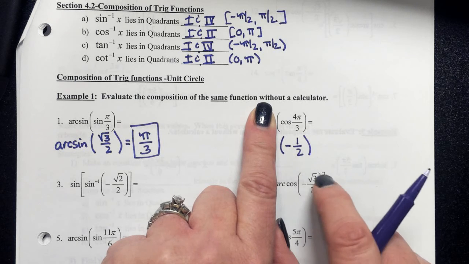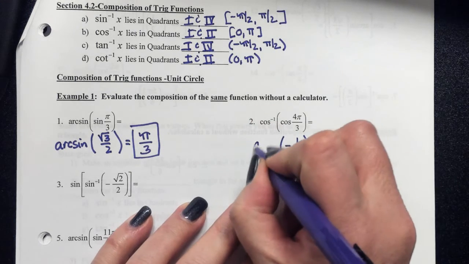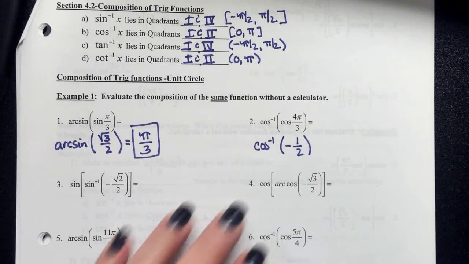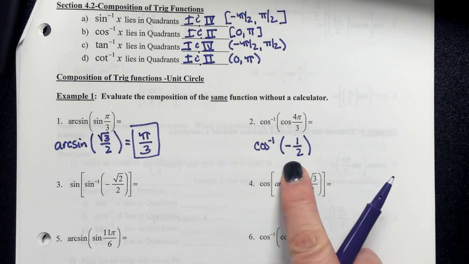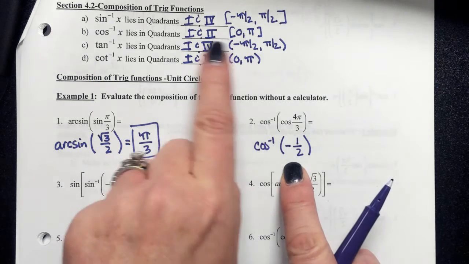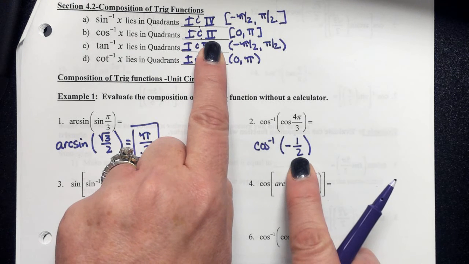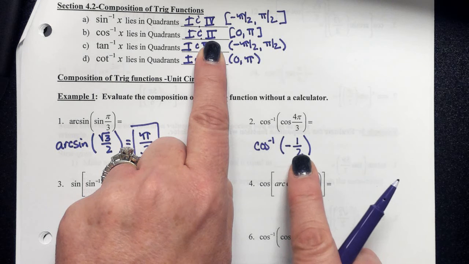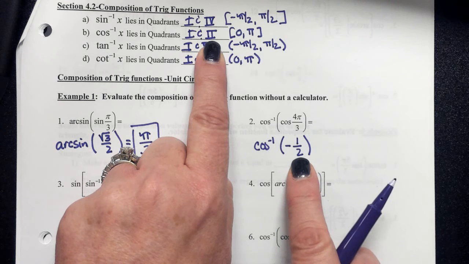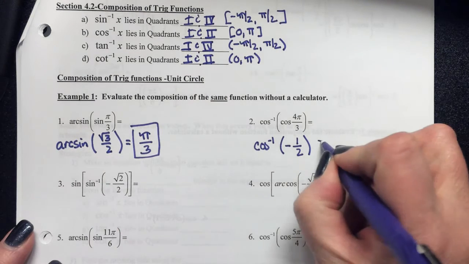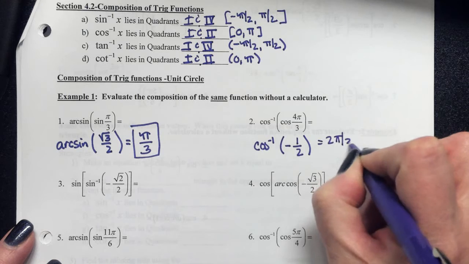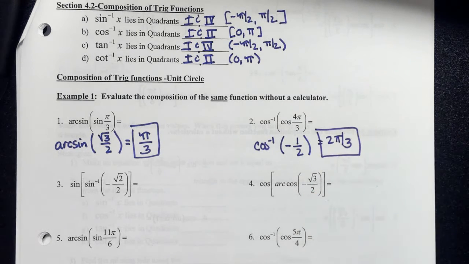Now we're going to look on the outer function. Now I'm going to look at the inverse cosine. So where are you allowed to be for inverse cosine? For inverse cosine, remember, we can only be in 1 and 2. So because it's negative, I've got to pick the angle in quadrant 2. So what angle has that x-coordinate of negative 1/2 in quadrant 2? 2 pi over 3. Okay? So any questions on number 2?